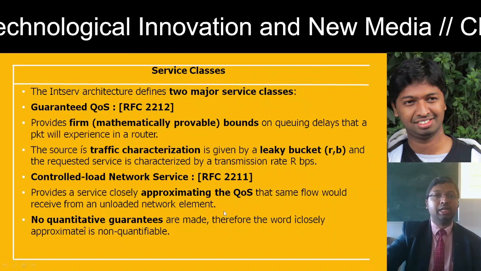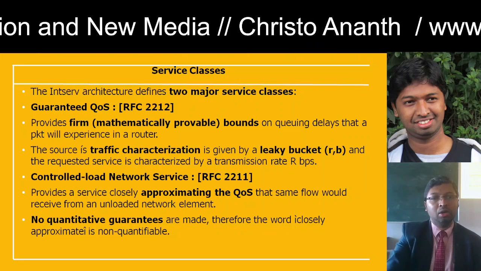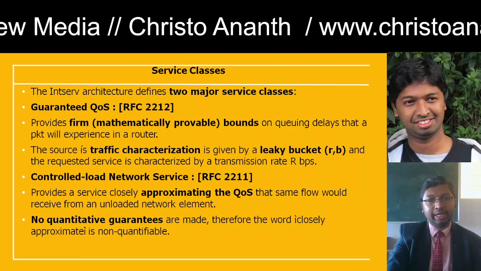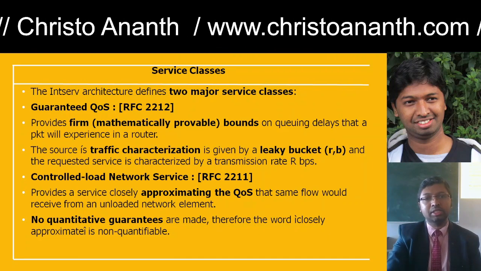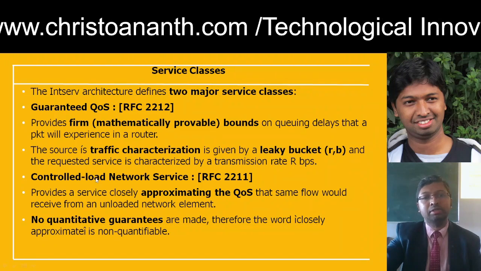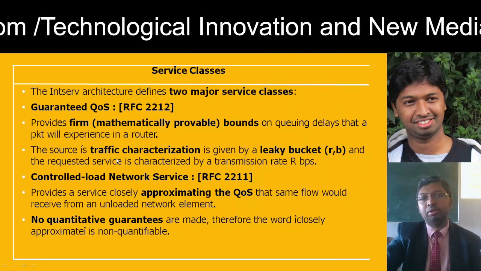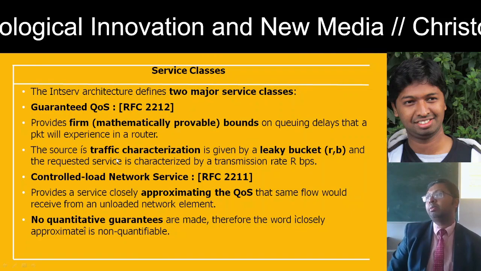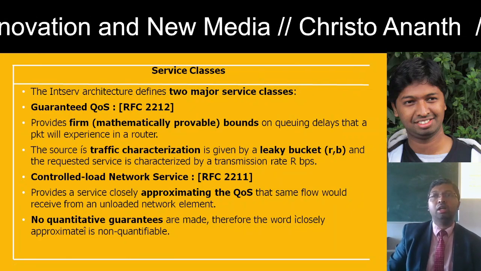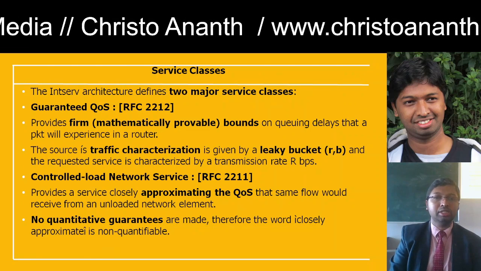So there are service classes. In the case of integrated services, we have two major service classes. One is guaranteed quality of service, and another is controlled load network service. For the guaranteed quality of service, we have the standard RFC 2212. Generally it provides firm, mathematical bounds on the queuing delays that a packet will experience in a router.